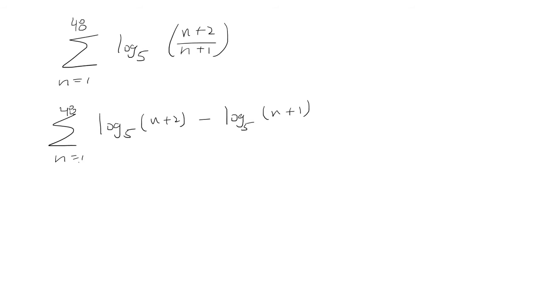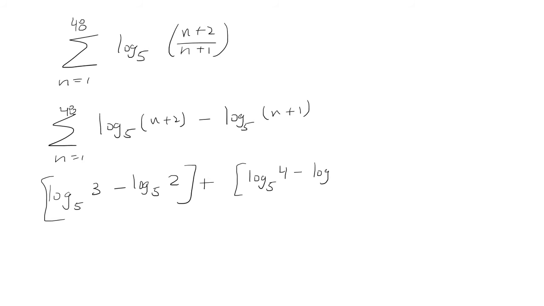So let's write this out for a couple terms, and then we'll notice a pattern. First, plug in n equals 1. So you have log base 5 of 3 minus log base 5 of 2. Let's plug in n equals 2: log base 5 of 4 minus log base 5 of 3. And then let's go all the way up to 47, log base 5 of 49 minus log base 5 of 48.